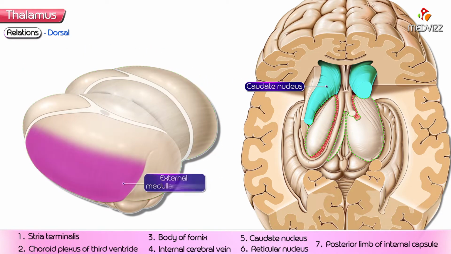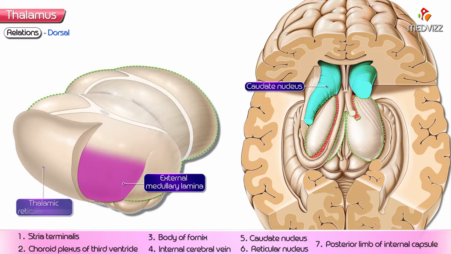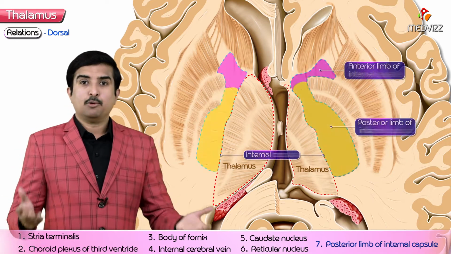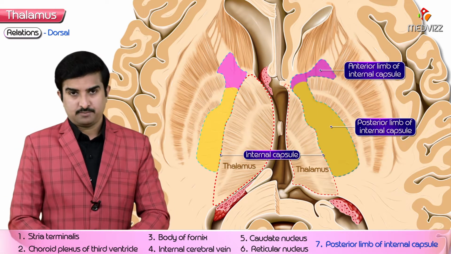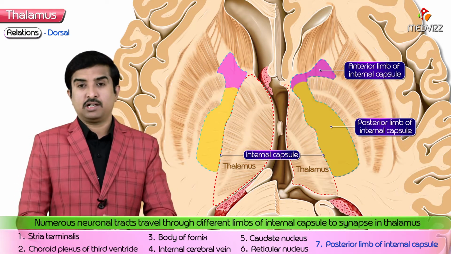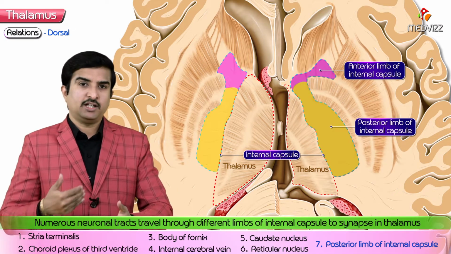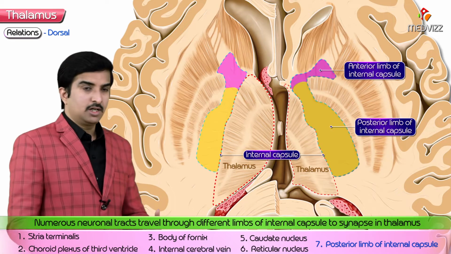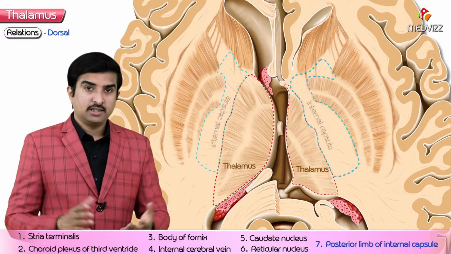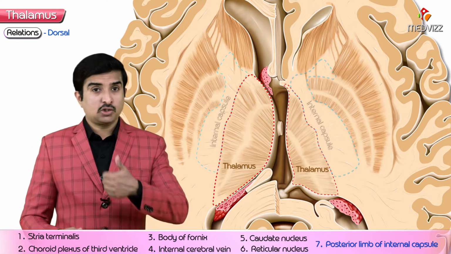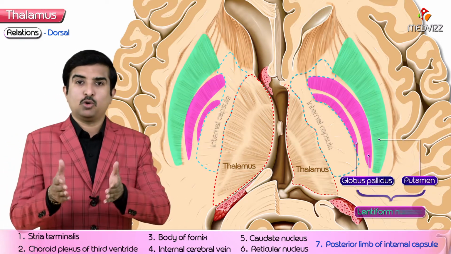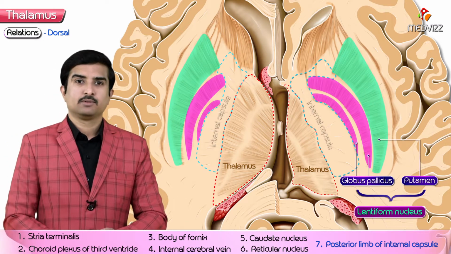And lateral to the external medullary lamina, there is the reticular nucleus, then the posterior limb of the internal capsule. Here there are numerous neuronal tracts which travel through the different limbs of the internal capsule to synapse with the thalamus. Further, the internal capsule also separates the thalamus from the globus pallidus and putamen, together known as the lentiform nucleus.